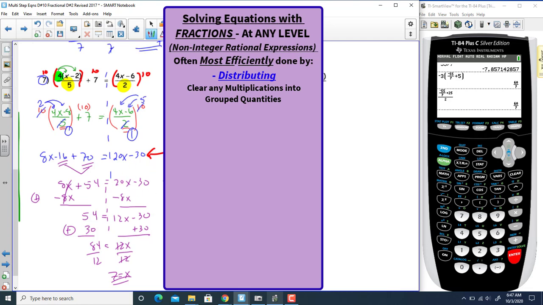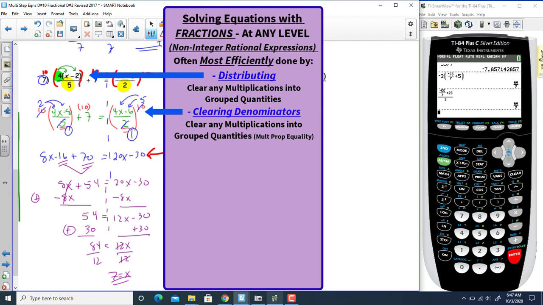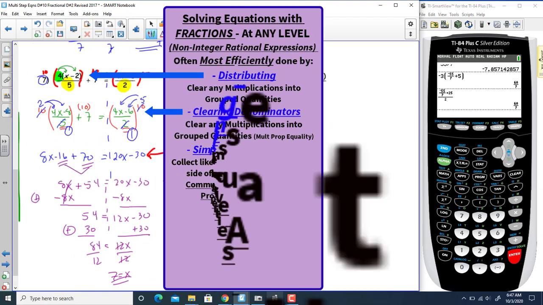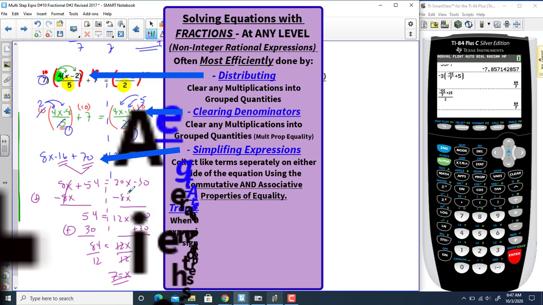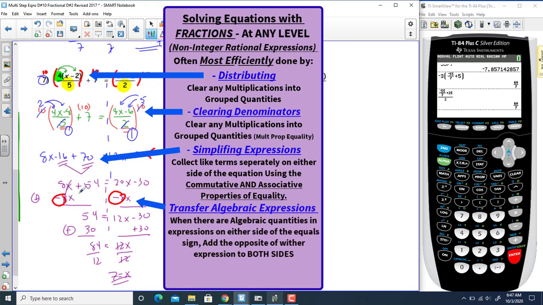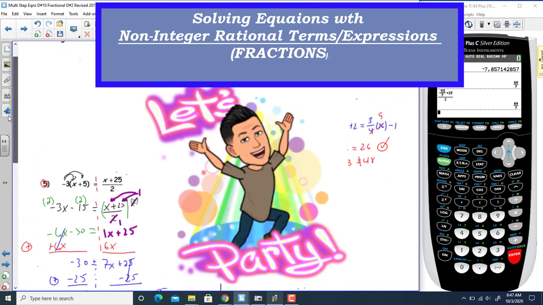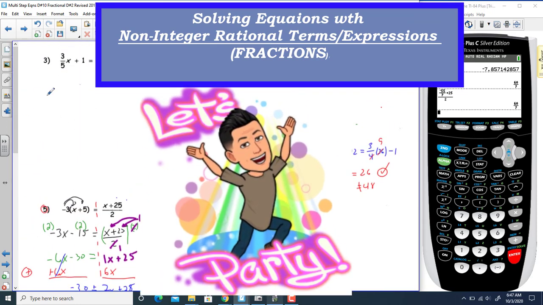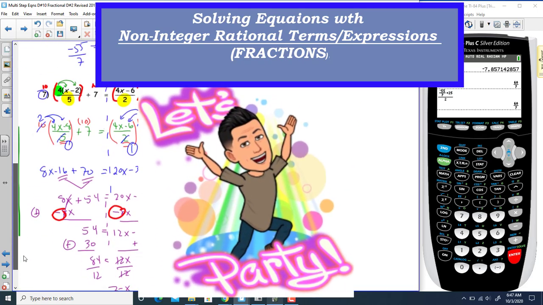So as we solve equations moving forward, it's a good idea to clear parentheses right away, then to clear any fractional quantities using the multiplicative property of equality. I would simplify the expressions on either side of the equation, or as some people like to say, collect like terms. Then you can usually transfer a variable quantity using the additive property of equality and solve a two-step equation appropriately. This was the lesson on solving more complex fractional equations by clearing the denominator. I hope that you understand the concepts embedded as best as possible.